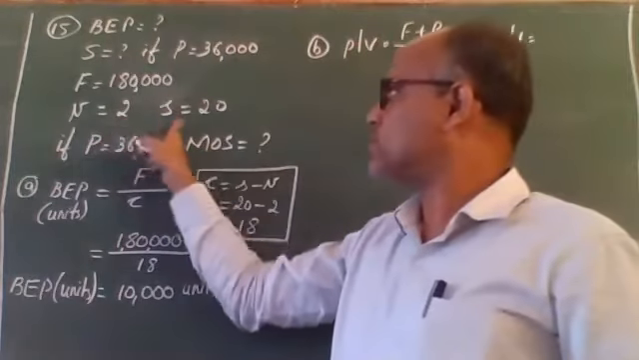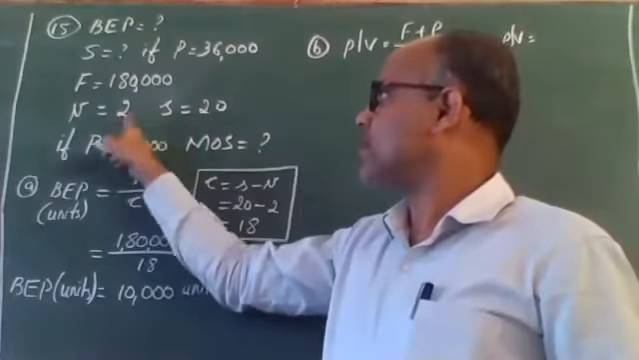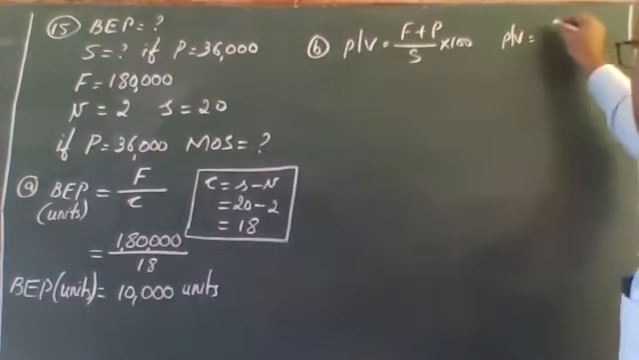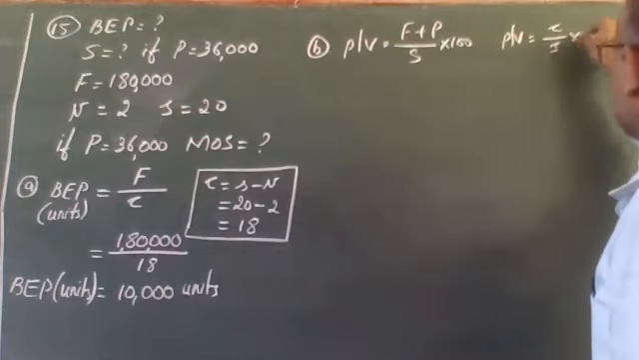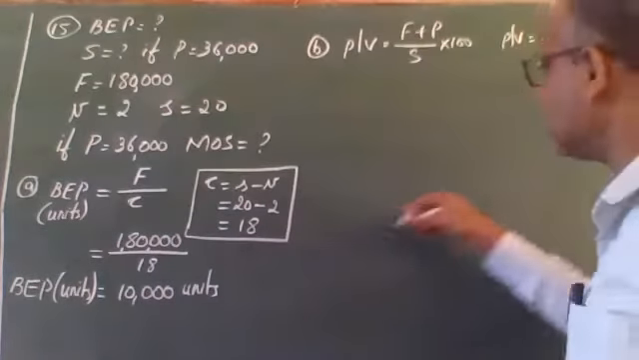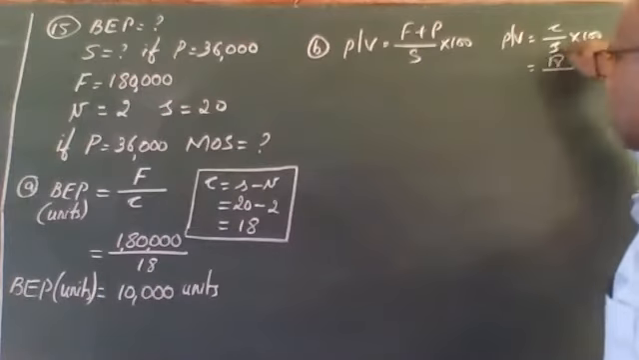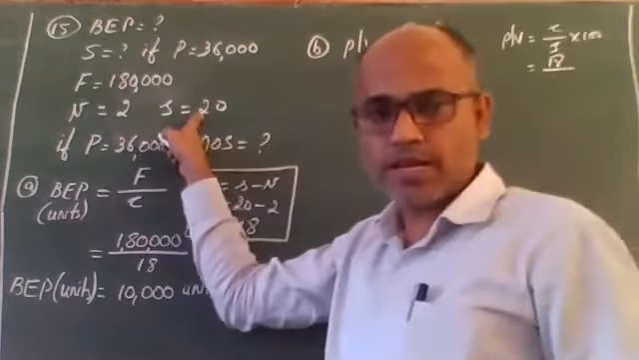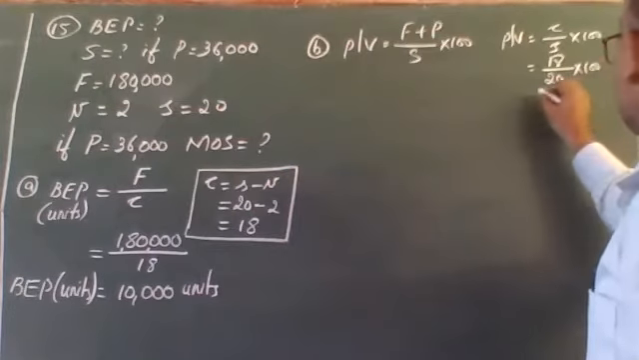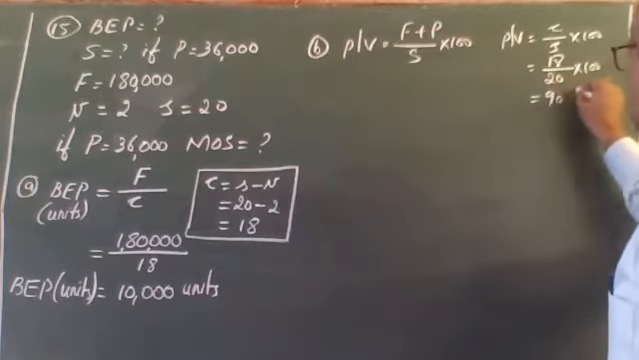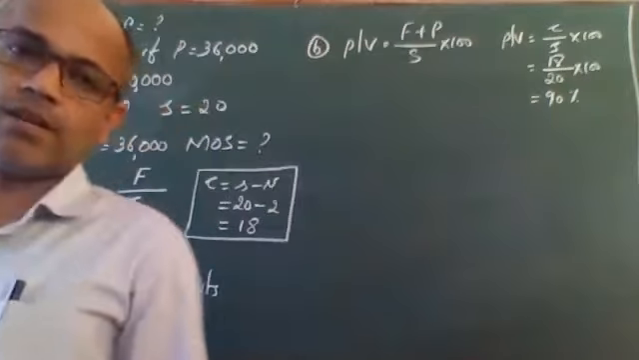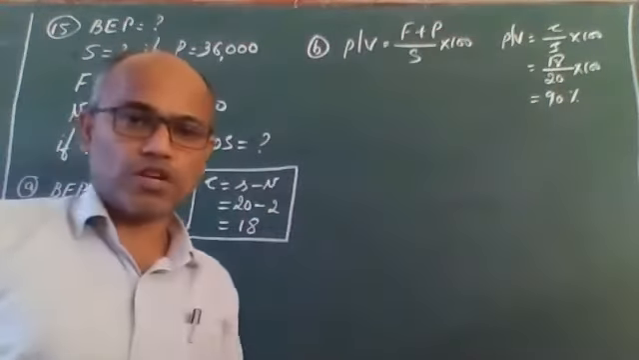What information do we have here? Selling price and variable cost per unit. So what formula am I going to use? It is small c by small s into 100. Small c, that is contribution per unit, is 18. Small s, that is selling price per unit, is 20. So it is 18 by 20 expressed as a percentage. That comes to 90%. So this 90% is the profit volume ratio.